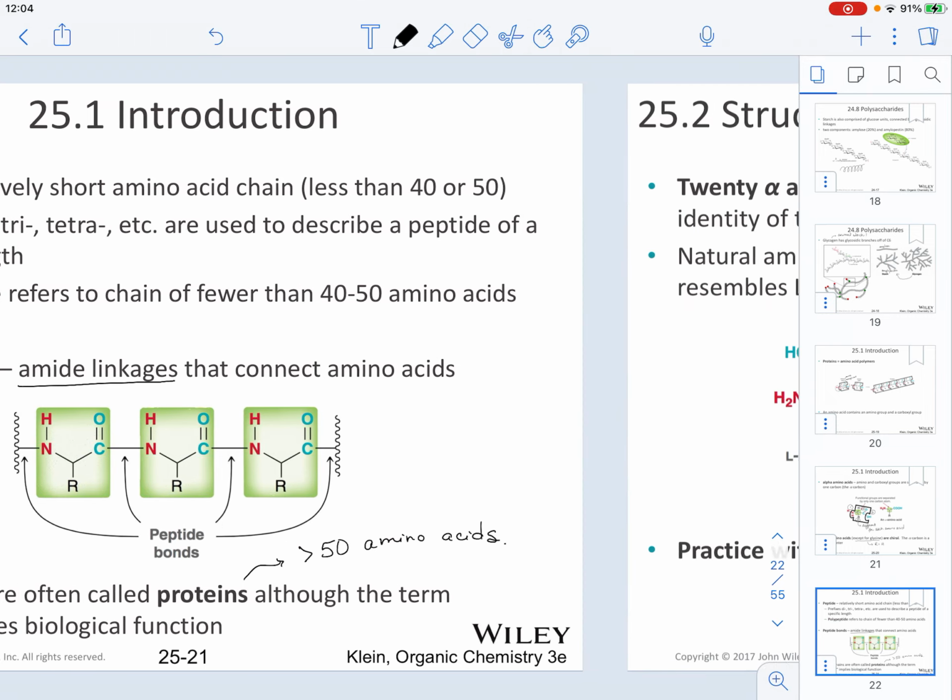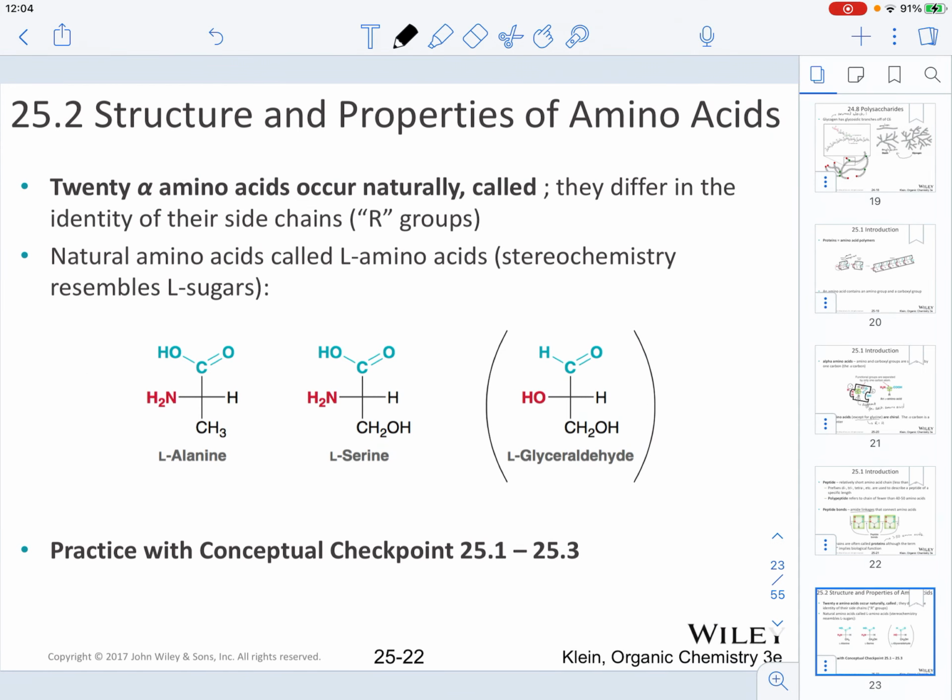Now, the 20 alpha amino acids occur naturally, okay, and they differ by that R group that I mentioned a few moments ago. Natural amino acids are called L amino acids, which is different from the carbohydrates because most of the naturally occurring carbohydrates are D.